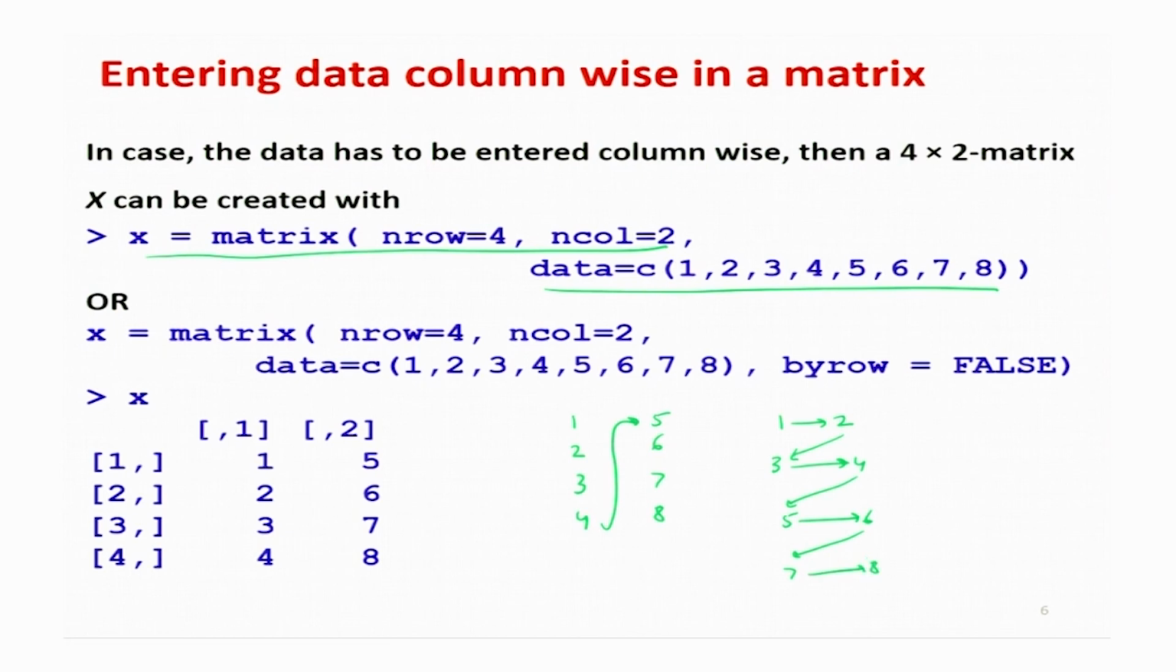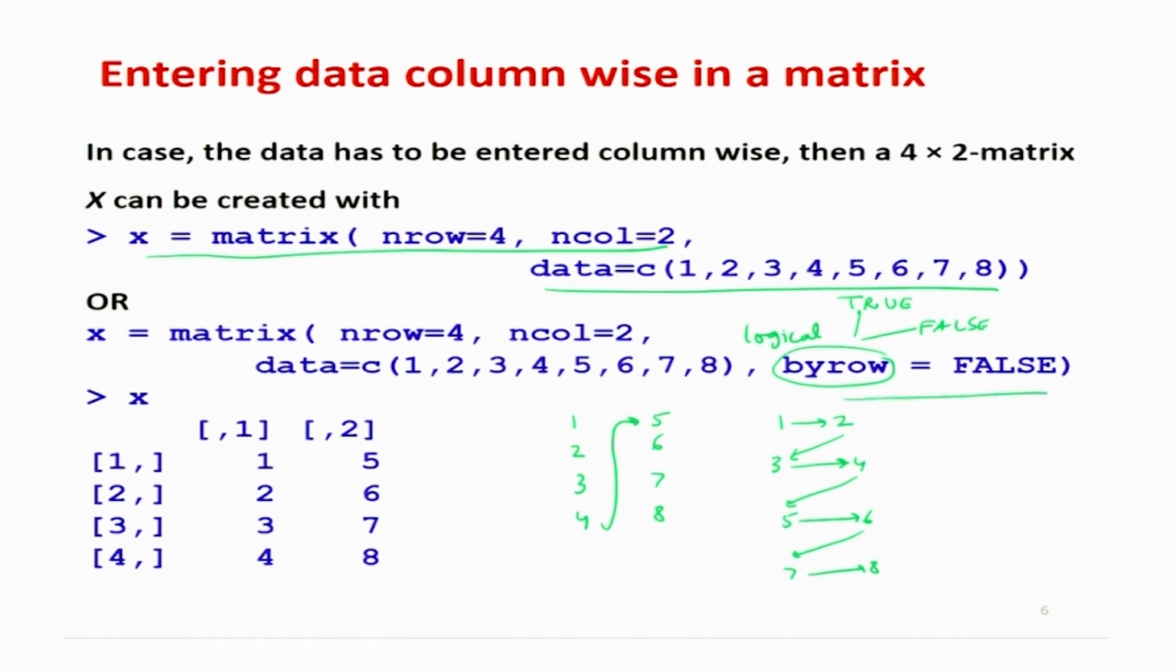Now how to control it? For that we have an option which is byrow, BYROW. This byrow is a logical variable, so it can take two possible values, one is TRUE and the other is FALSE. Now in case you write byrow equal to FALSE, try to think for a while, what does this mean?